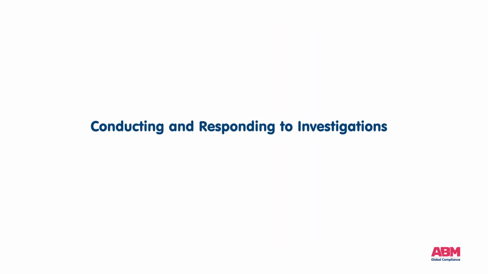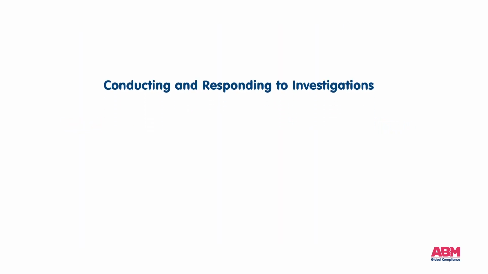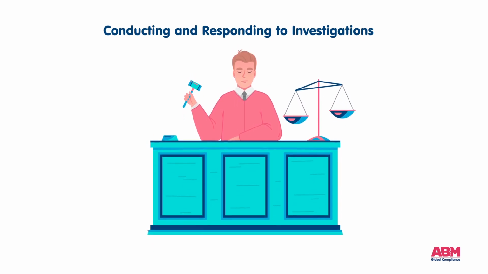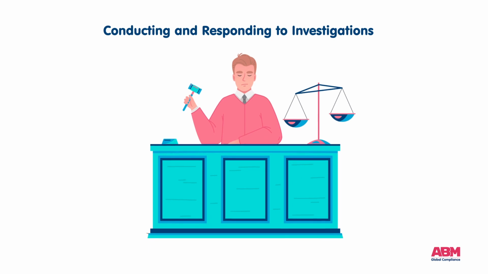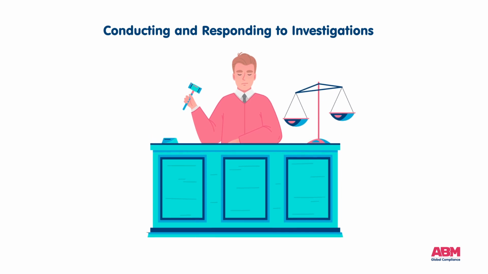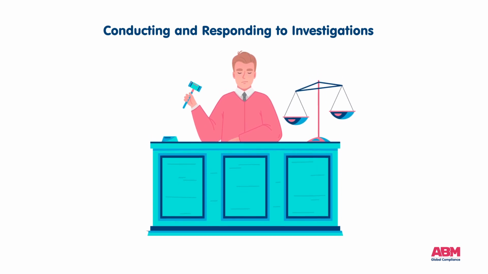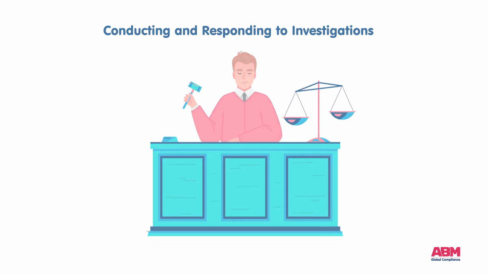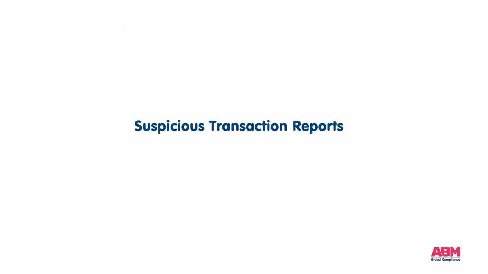Conducting and responding to investigations. Making an authorized disclosure to the National Crime Agency is done so it can look into the potential money laundering and decide whether to approve the transaction or not. If the individual in question, or anybody else, found out that an authorized disclosure had been made, the investigation would be jeopardized. Suspicious transaction reports.